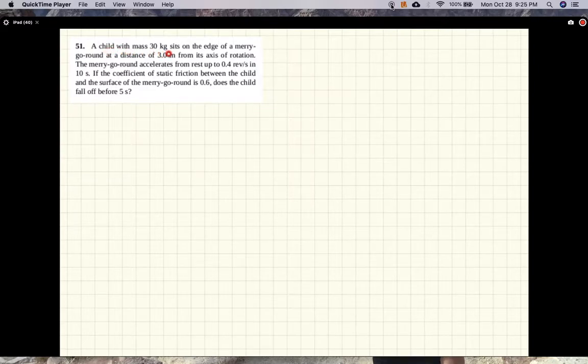A child with mass 30 kg sits on the edge of a merry-go-round at a distance of 3 meters from its axis of rotation. The merry-go-round accelerates from rest up to 0.4 revolutions per second in 10 seconds. If the coefficient of static friction between the child and the surface of the merry-go-round is 0.6, does the child fall off before 5 seconds?